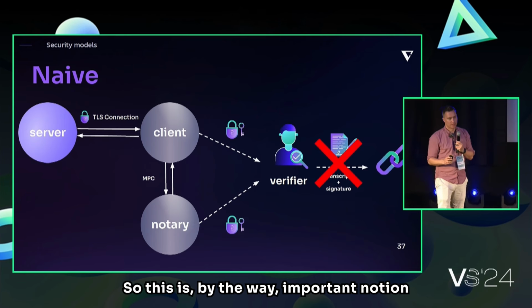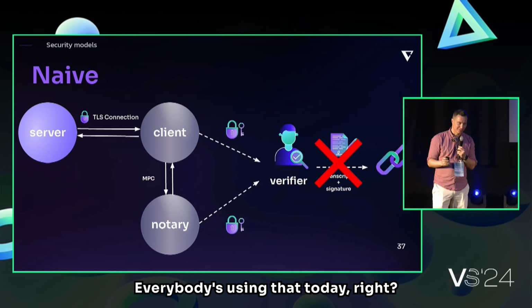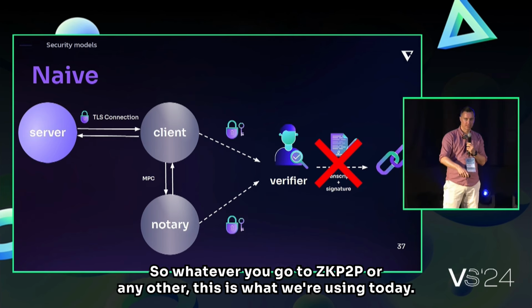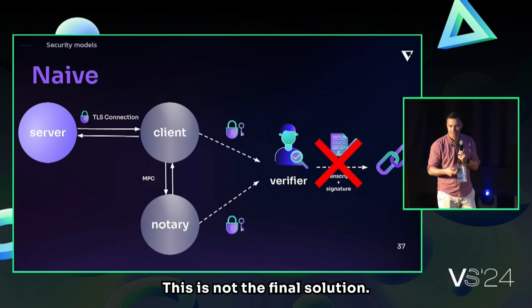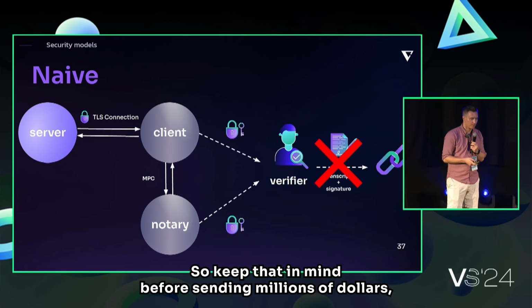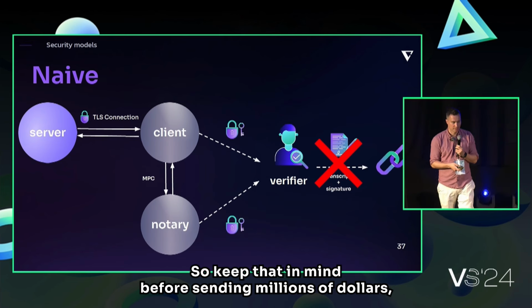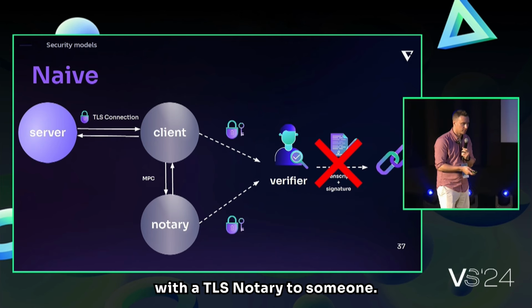This is, by the way, an important notion, and also a statement about where we are as a subspace of the blockchain. Everybody is using that today, right? Wherever you go, ZK-P2P or any other, this is what we're using today. This is not the final solution. This is what we build prototypes with. So keep that in mind before sending millions of dollars with a TLS notary to someone.